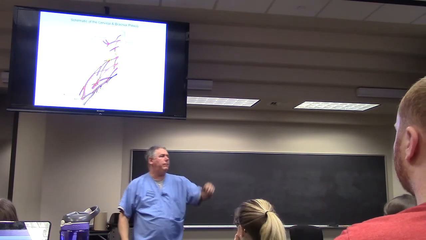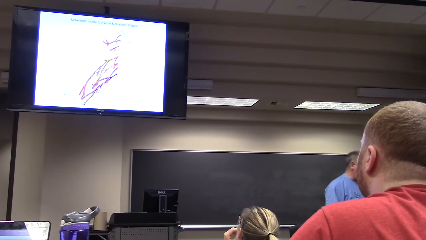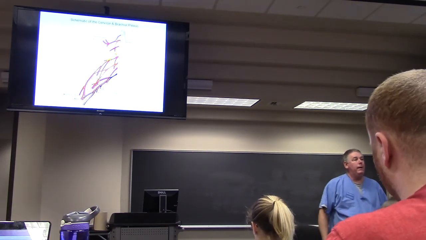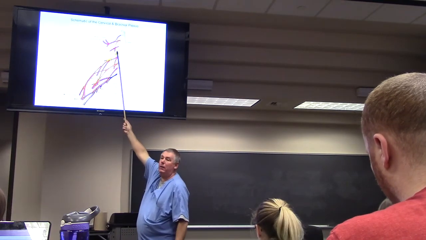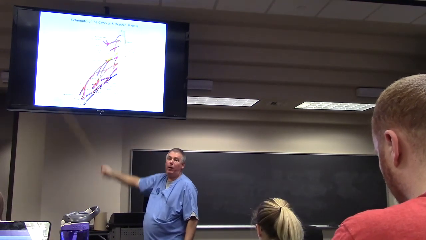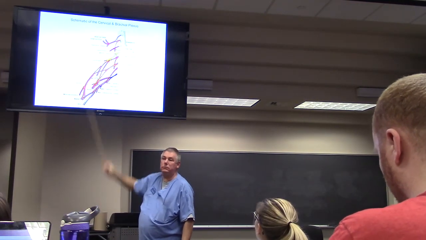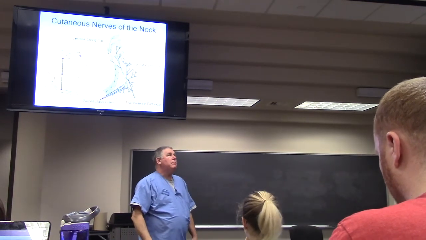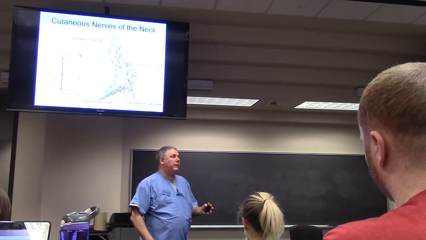What was the question? Yes, ma'am. So C1, 2, and 3 combine to form the ansa. Okay, 1, 2, 3. C4 gives rise to the phrenic nerve. It's not part of the ansa. Okay? Now, here are the sensory nerves.